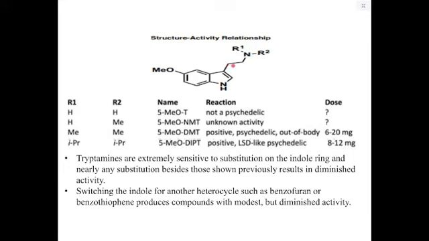And of course we have the ethylamine substitution, whereby you can either have a methyl substitution or a slightly larger substitution with retention of activity. Switching the indole for another heterocycle such as benzofuran, you could make this a benzofuran, whereby the nitrogen is replaced with an oxygen, or a benzothiophene, replaced with a sulfur, produces compounds with modest but diminished activity.